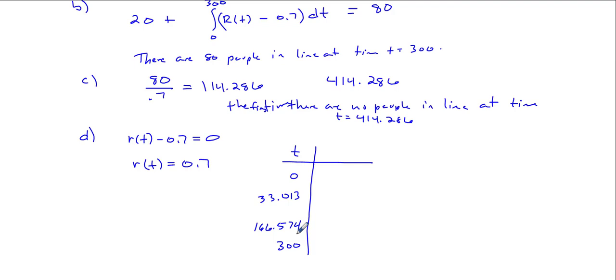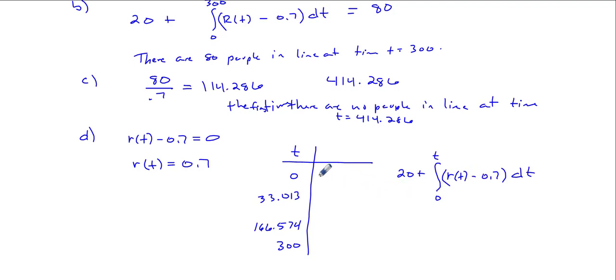Now let's find the number of people in line. That would be integrate the rates to find the amount. Initial quantity is 20, right? Plus change in amount. So that would be the integral from 0 to t. Are you guys okay if I just put t up here? And then we just enter in the different t values? And that would be r of t minus 0.7 dt.